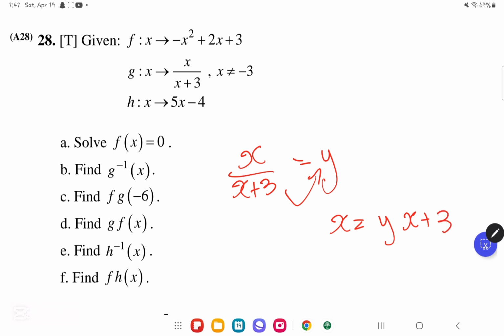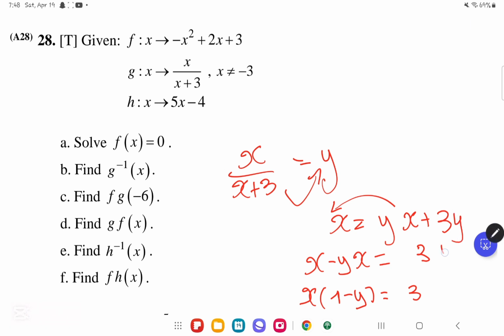Move everything that has x to one side. So move this to the other side. You will get that x minus yx is equal to 3. So you take out the common value, which is x. So x times 1 minus y is equal to 3. By the way, I forgot the y over here. So now, very simply, x times 1 minus y is equal to 3y.